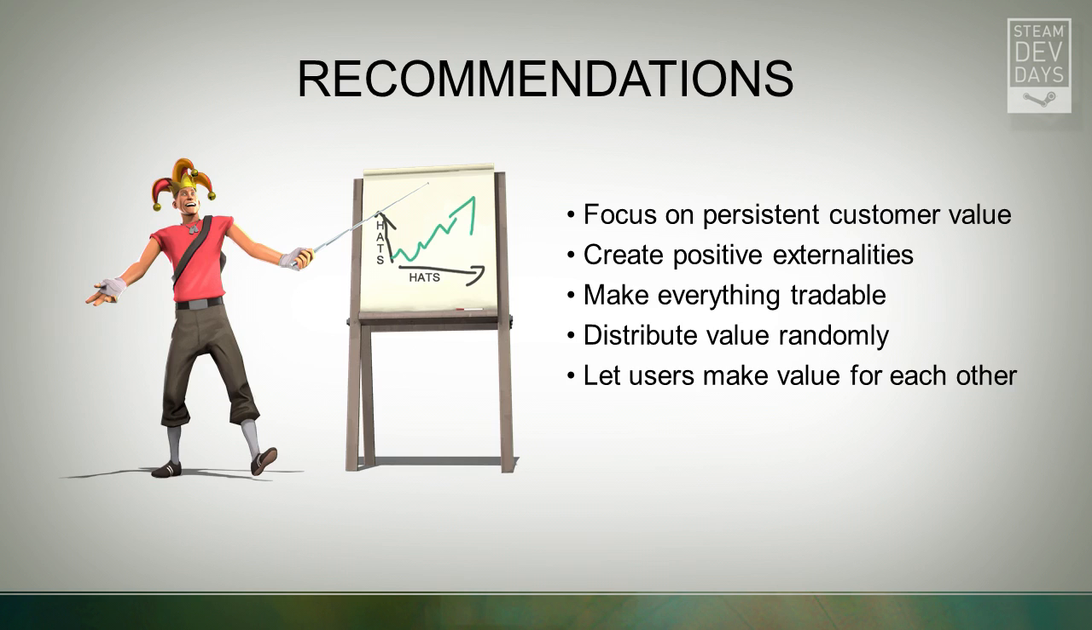Focus on systems that create positive externalities so that everyone is happier when anyone chooses to spend money. Make everything tradable. And there's a bunch of good stuff coming on that. Distribute value randomly because it gives you a lot more tools to generate player engagement and expand other systems. And let users generate value for each other, and by doing so, improve the quality of your product.